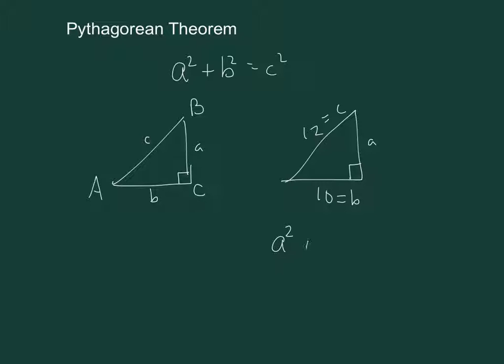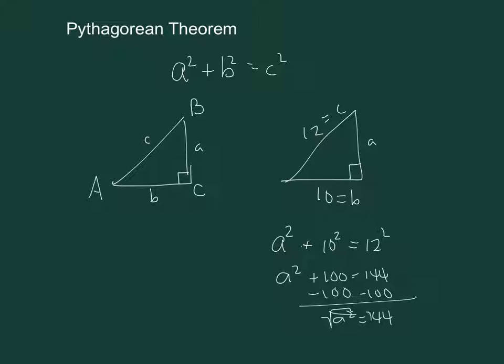I go A squared plus 10 squared equals 12 squared. Now I square the stuff and I get 100 and I get 144. Then I subtract 100 from both sides and I get A squared equals 44. Then I square root to get rid of the square, and what I do to one side I do to the other. And the square root of 44 is 6.63. And there is my answer for the length of that side right there.